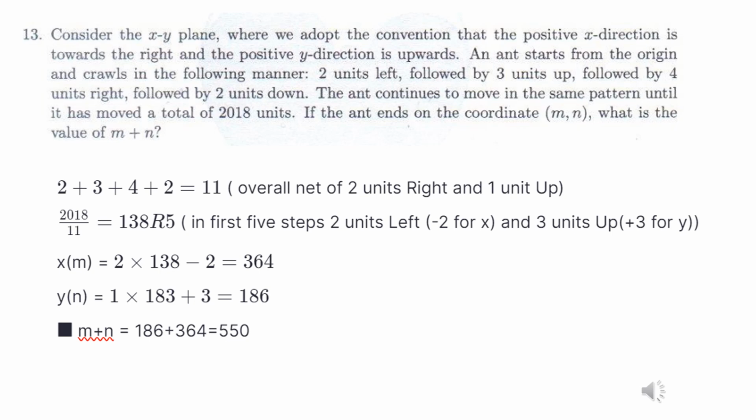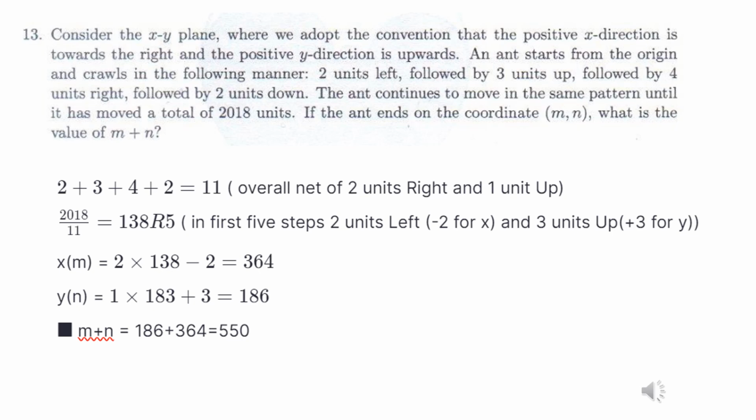So how many steps are there in one cycle? Well, it's simply 2 plus 3 plus 4 plus 2, which is 11. But what's the net displacement? Simply 2 units right and 1 unit up, when you cancel out the equal left and right and the equal up and down units.